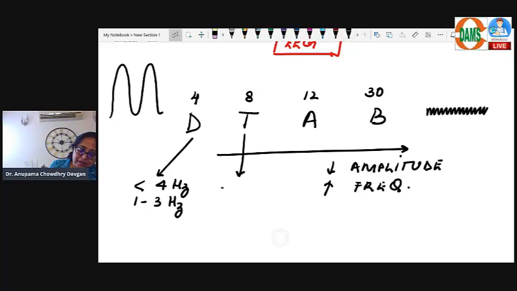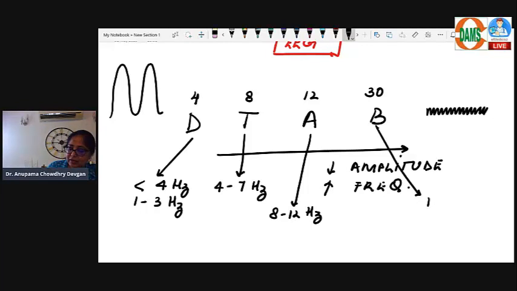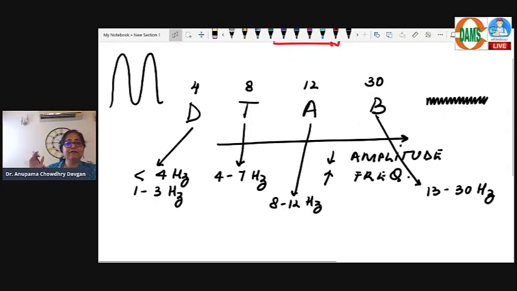Theta has a frequency of 4 to 7 hertz. Alpha has a frequency of 8 to 12 hertz. And beta has a frequency of 13 to 30 hertz. So that is why 4, 8, 12, 30. Delta is high amplitude, low frequency. Beta is low amplitude, high frequency.